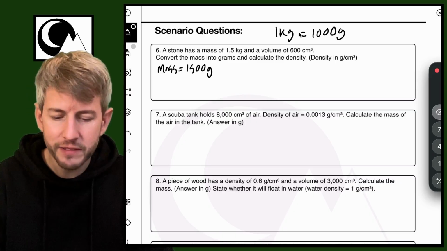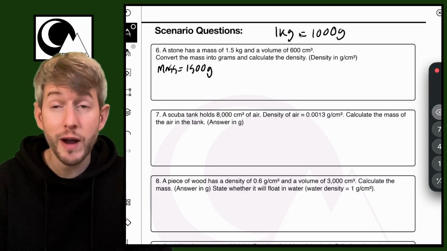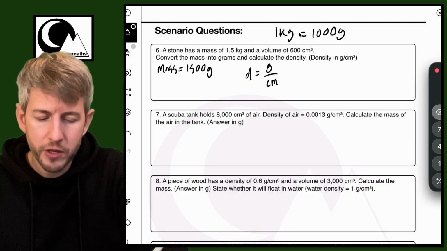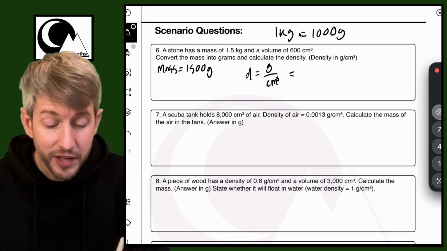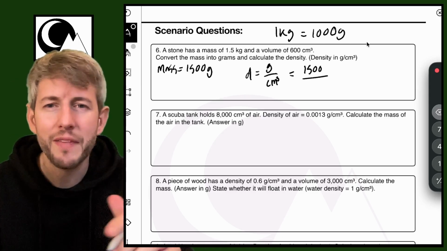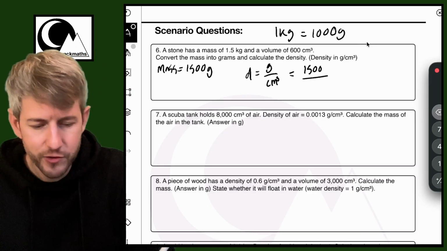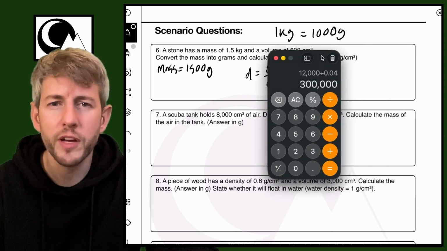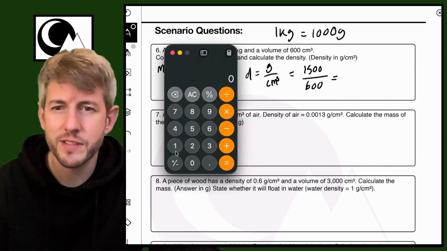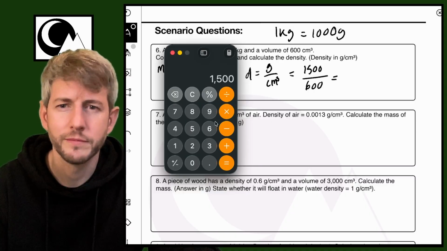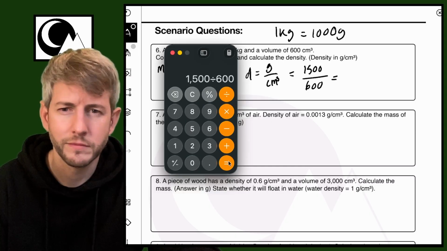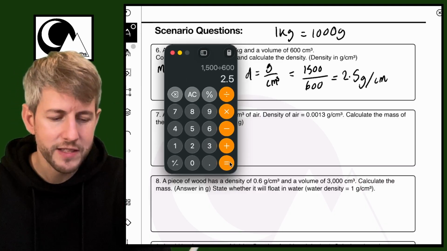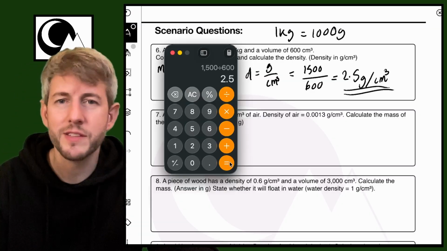Now, the density is grams per centimetres cubed. So we know that D is equal to the grams over the cm cubed. In this case, the grams is 1,500 and the centimetres cubed is 600. So we're just looking at doing 1,500 divided by 600. Let's see if this gives us something nice. There we go, and that's 2.5. So that's our density, 2.5 grams per centimetres cubed.